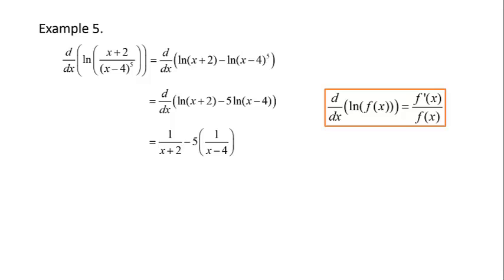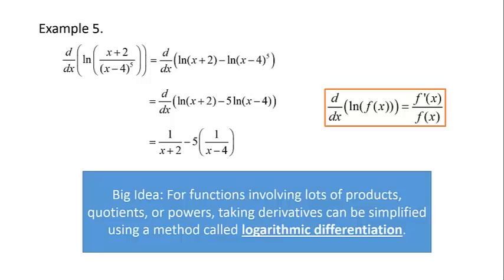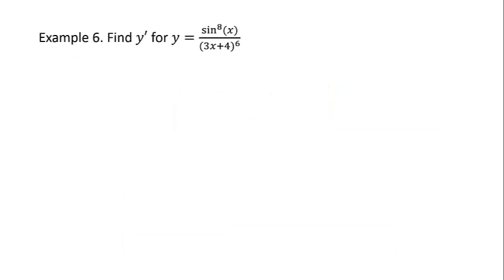Notice that in this example, we simplified our function using log rules before taking the derivative. Our simplification broke the original function into simple pieces, each of whose derivative was quick and easy. We can actually do something similar for functions that aren't logarithms. Our big idea here is that for functions involving lots of products, quotients, or powers, taking derivatives can be simplified using a method called logarithmic differentiation. Let's see this method in action in an example.